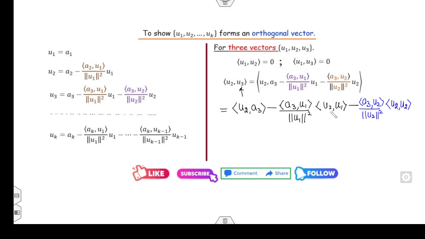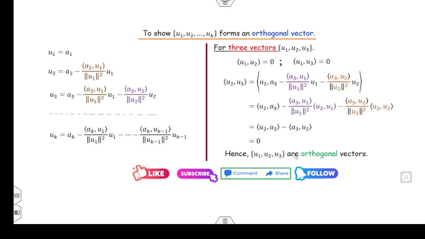Fine. Now clearly say u1 and u2 is 0. So that part is 0. u2 comma u2 is the norm, so that number will be cancelled out. So the only expression left is u2 and a3 minus a3 u2. Because the inner product is symmetric, that number is 0 as well. Therefore, u1, u2, u3 are orthogonal vectors.